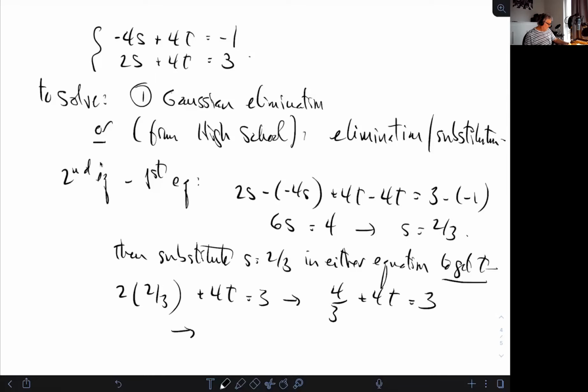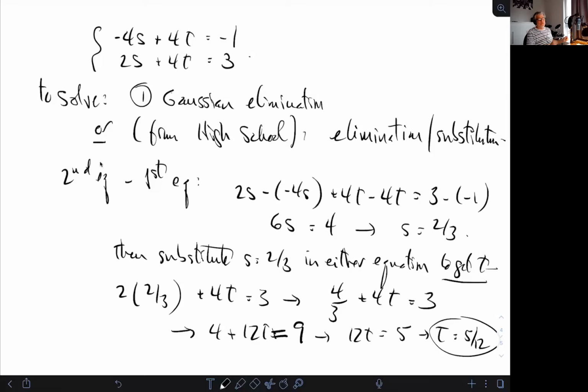So 4 plus 12t equals 9. And so 12t equals 5. So t equals, I'm doing it fast. I might be making some mistakes here. I think it's okay, but okay. But you can do Gaussian elimination also if you prefer. Okay, I don't want to do it with Gaussian elimination here. I want to do a bigger one, which was my plan all along.